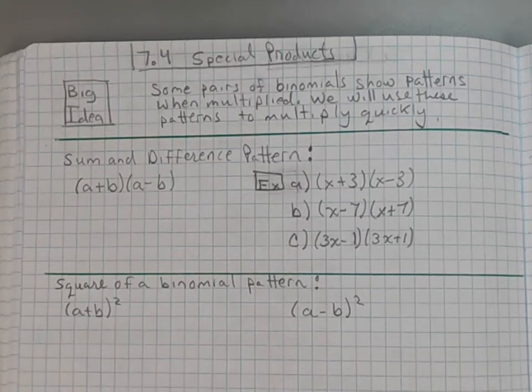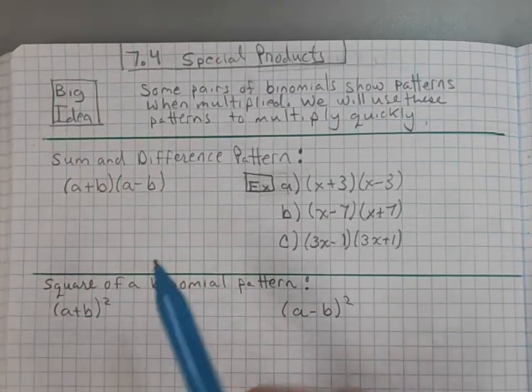Lesson 7.4, and we're looking at special products. What that means is that, remember in our last lesson we were multiplying polynomials together, but some polynomial multiplications have special patterns to them, and that's what we're going to be taking a look at today. We'll use those patterns to help us multiply quickly.